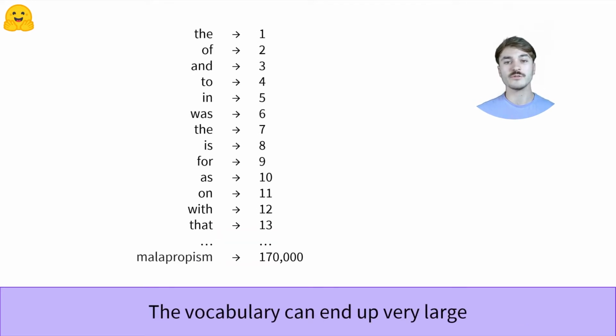Another issue with this approach is that there are a lot of different words in a language. If we want our model to understand all possible sentences in that language, then we will need to have an ID for each different word. And the total number of words, which is also known as the vocabulary size, can quickly become very large.